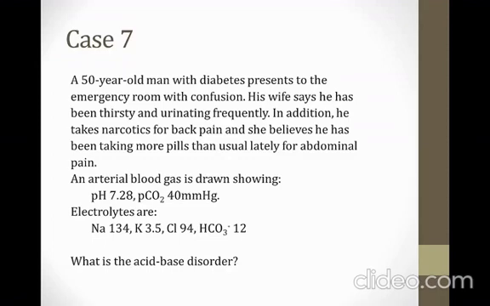pain, and she believes he has been taking more pills than usual lately for abdominal pain. An arterial blood gas is drawn showing a pH of 7.28, a PCO2 of 40. Electrolytes are sodium 134, potassium 3.5, chloride 94, and bicarb 12. What is the acid-base disorder?